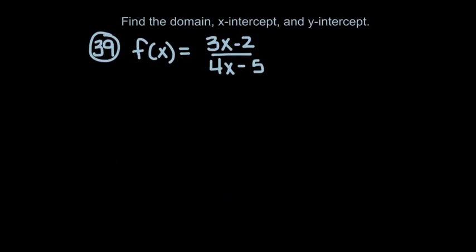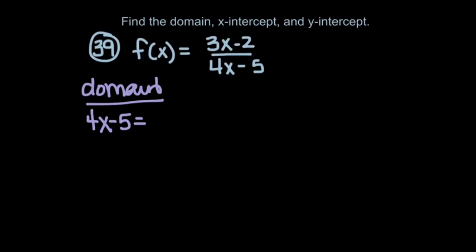To find the domain, x-intercept and y-intercept in this problem, to find the domain, I need to remove the values of x that make the denominator equal to 0. To find out what that is, I'll take that denominator of 4x plus 5, set it equal to 0. If I solve that equation, I know I have to throw that number out because that's the value of x that will put a 0 in the denominator.